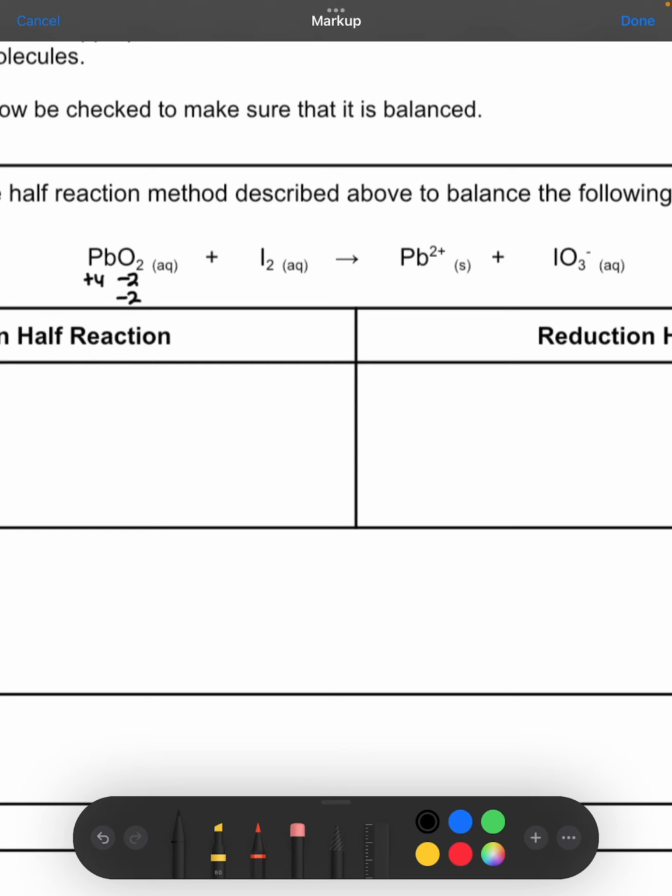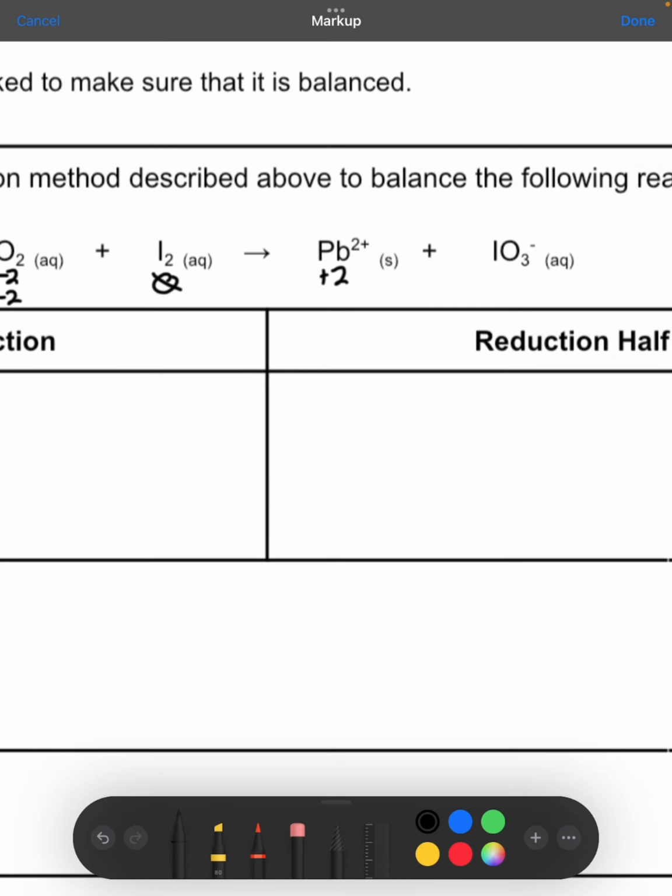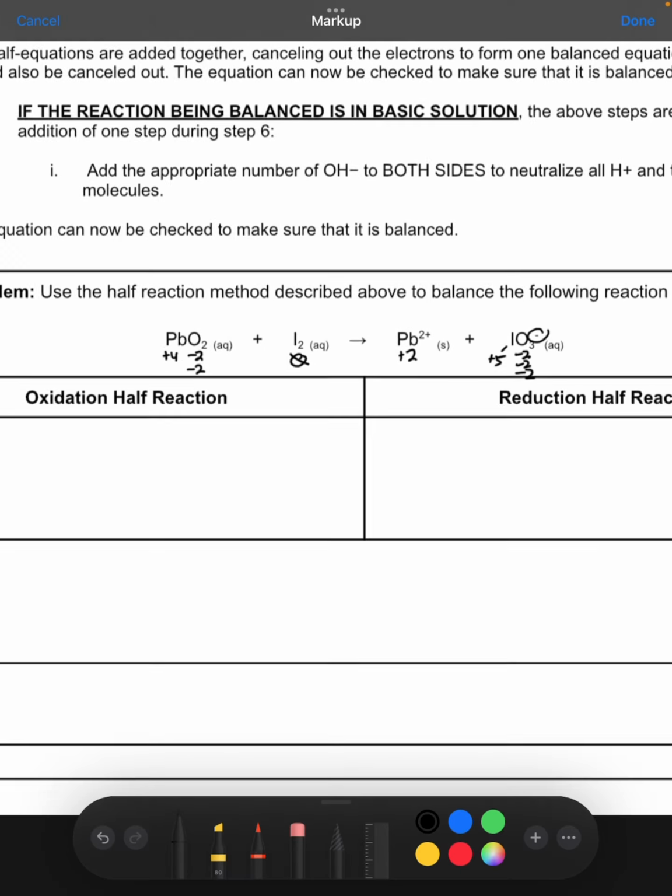Iodine comes next. That is an element, even though it is a diatomic element, so its oxidation number will be 0. Next comes our lead ion with a 2+ charge, and that is going to have an oxidation number of +2 because when it is an element with a charge, or an ion, its oxidation number matches its charge. And then lastly, we've got IO3-. So we've got oxygen again, which is going to be a -2. And then this particular molecule has a charge on it of -1, so that iodine is going to have an oxidation number of +5.